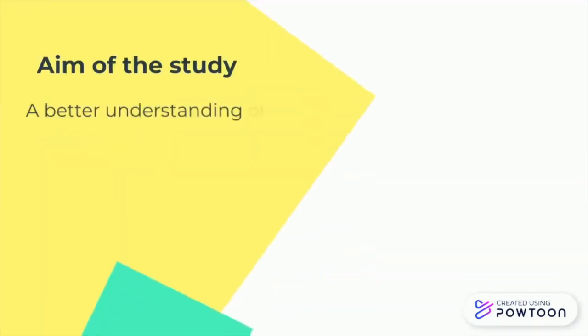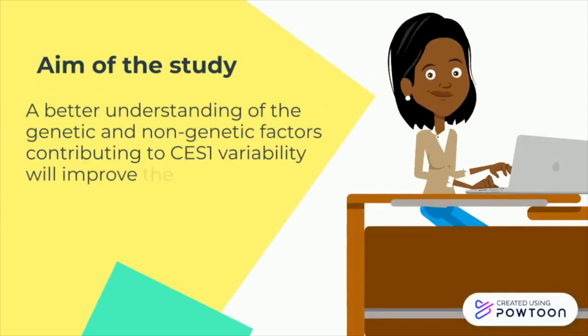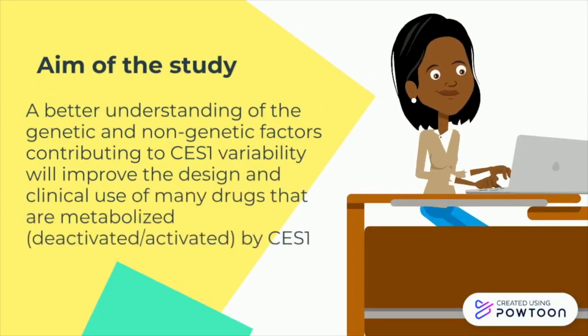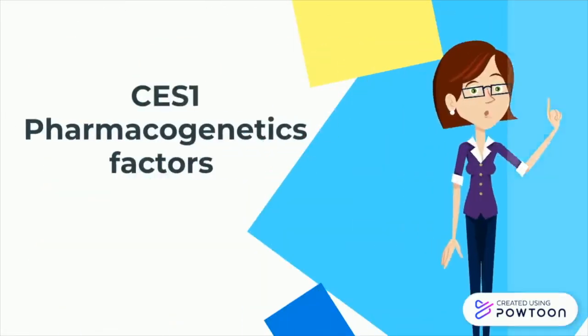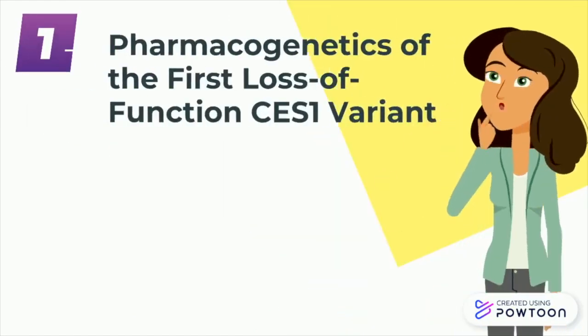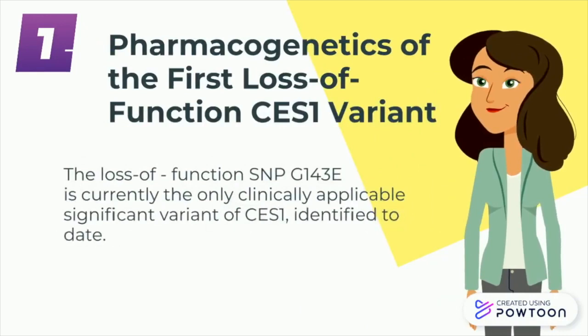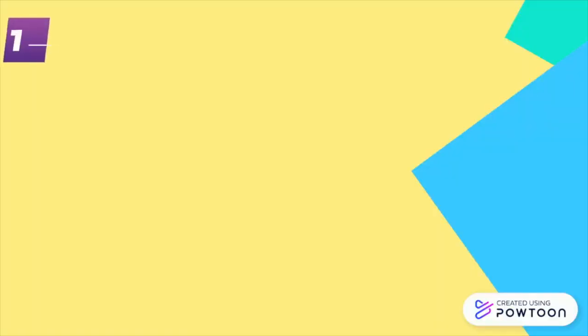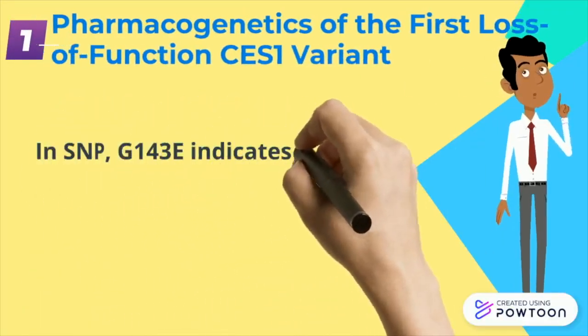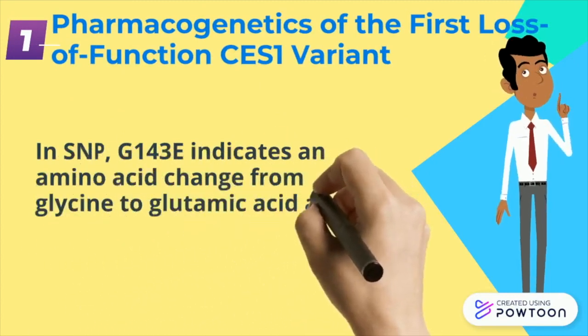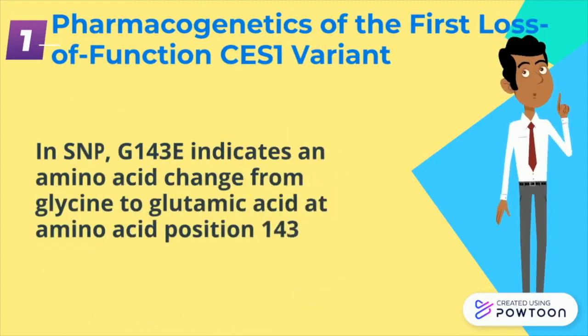Better understanding of genetic and non-genetic factors will improve the design and clinical use of many drugs that are metabolized, deactivated, or activated by CES1 enzyme. Pharmacogenetic factors. The loss of function single nucleotide polymorphism G143E is currently the only clinically applicable significant variant. The SNP G143E indicates an amino acid change from glycine to glutamic acid at amino acid position 143.